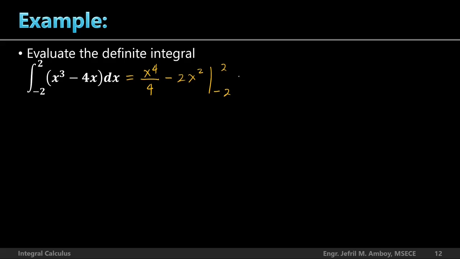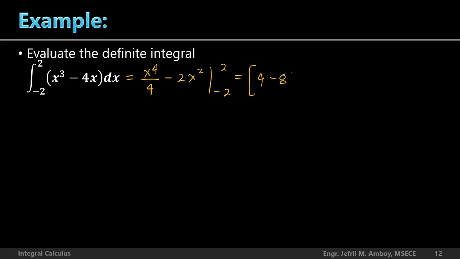Now, ano kaya ang makukuha nating sagot? Yung 2 to the 4th ay 16. 16 over 4 is 4. Okay, so we have 4 minus, so this is 2 times 2 squared is 4. So 2 times 4 is 8.